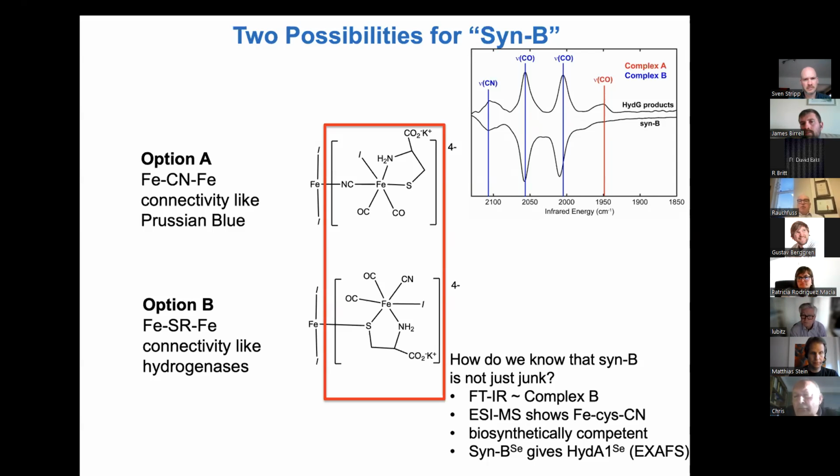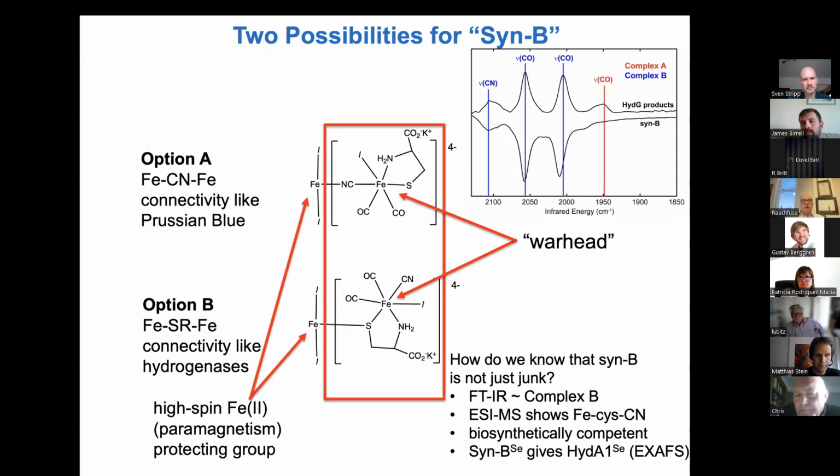And finally, we can put this together with selenocysteine and things, and it gives us high A with selenium in it. And this is what Blackburn did the XFs on. So you can think of this as sort of the warhead that is the active part, complex B. And Dave reminds us that complex B isn't particularly happy complex anyway. And then the protecting group, which is this high spin ferrous Lewis acid.